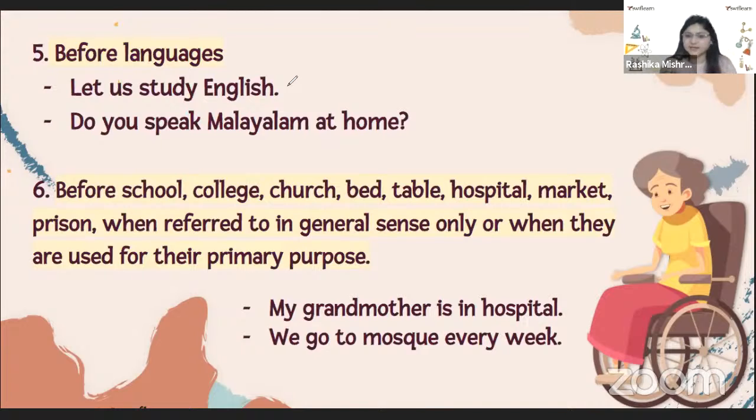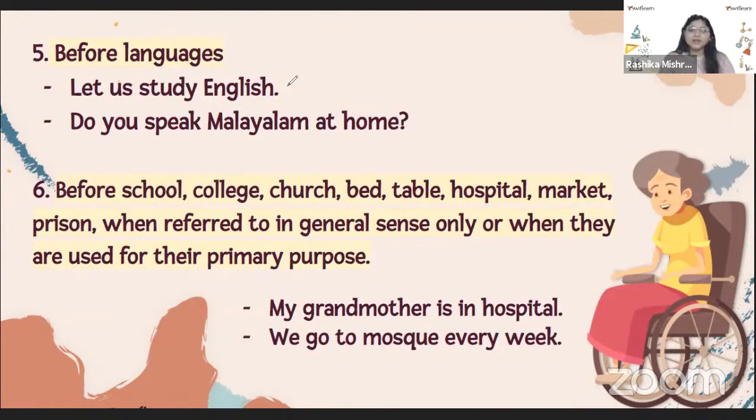When in a sentence these words are used for another purpose, we will use an article. For example, my grandmother is in hospital. Why is my grandmother in hospital? For treatment, and treatment is the primary function of a hospital. That is why we have not used any article here.